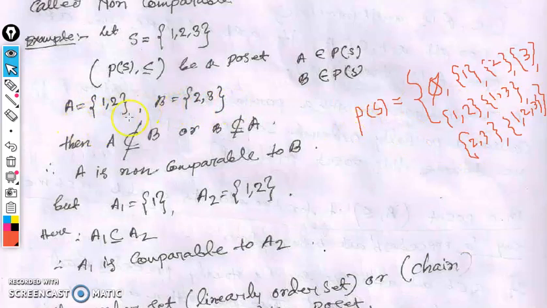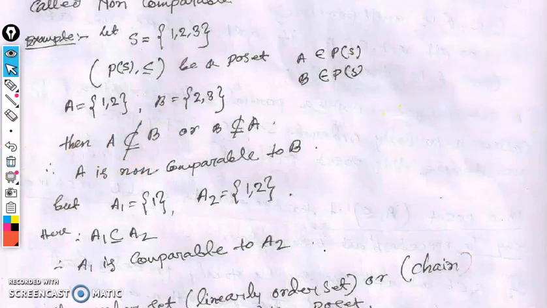Therefore A is not a subset of B, because 1 is not a member of B. Similarly, B is not a subset of A. So we can conclude, for that particular example, A and B are non-comparable. But if we consider A as this set, and A2 as another set {1, 2}, a subset of P(S), then A is a subset of A2, therefore A is comparable to A2. Clear? That is the definition of comparable and non-comparable sets.